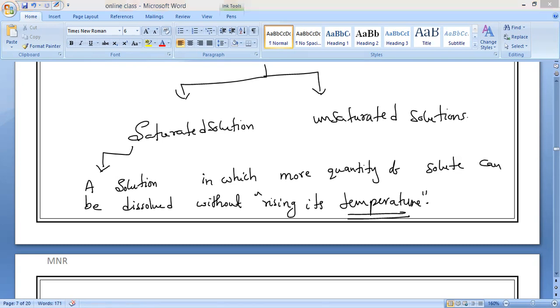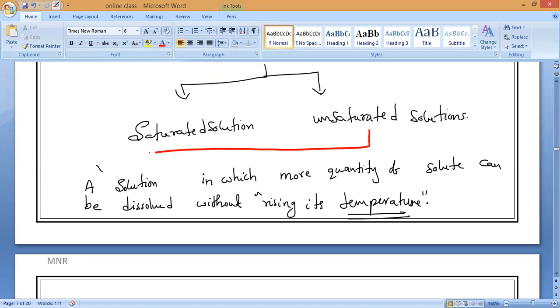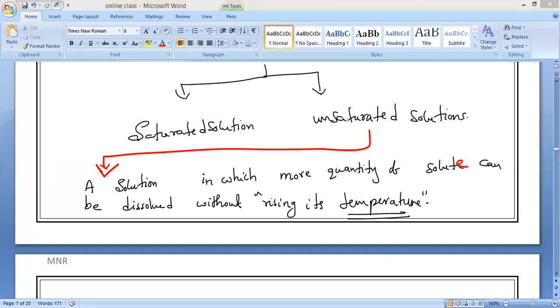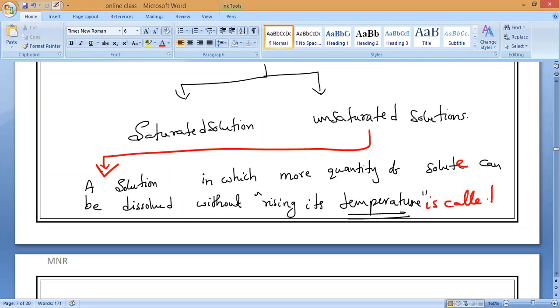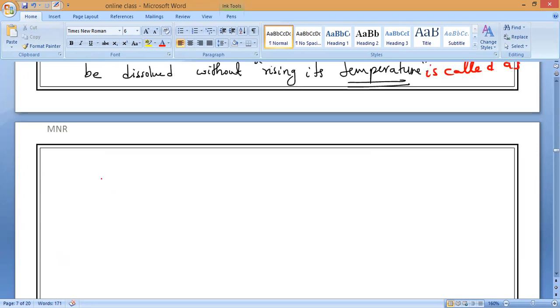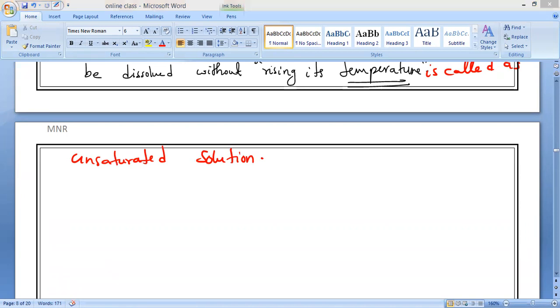A solution in which, without raising its temperature, any more quantity of solute is dissolved, is called an unsaturated solution. Sorry, not saturated, unsaturated solution. Is it okay, everyone? Yes, please.